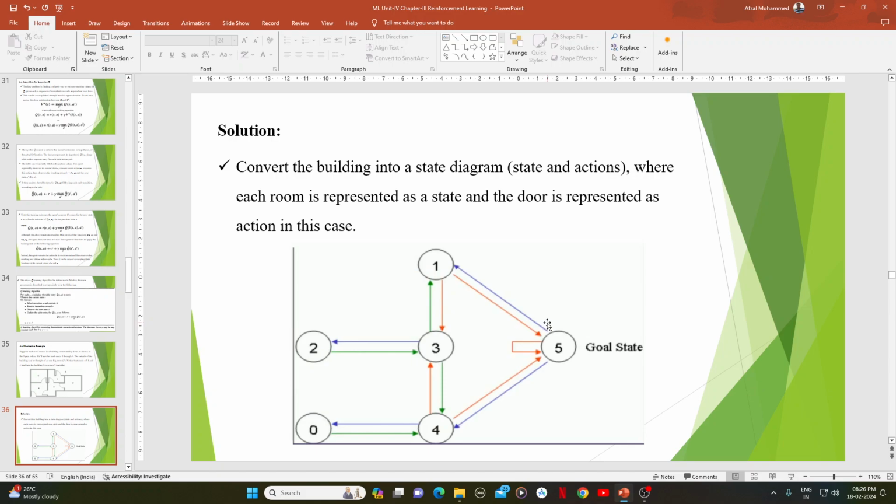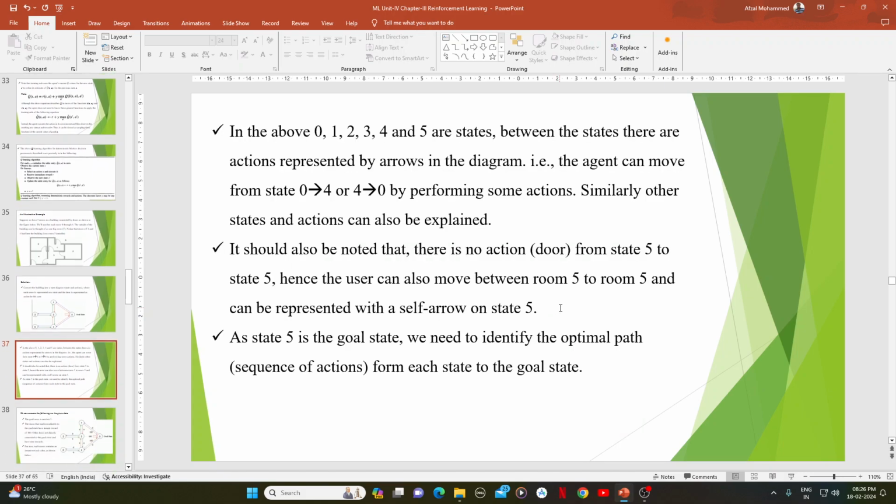Our goal state: we assume that wherever the agent is inside that building, it has to come out of that building. So the outside of the building we mark as the goal state. In the above, 0 through 4 and 5 are states. Between the states there are actions represented by arrows in the diagram. That is, the agent can move from state 0 to 4, and 4 to 0, by performing some action. Similarly, other states and actions can also be explained. This shows how the agent is moving between those rooms.